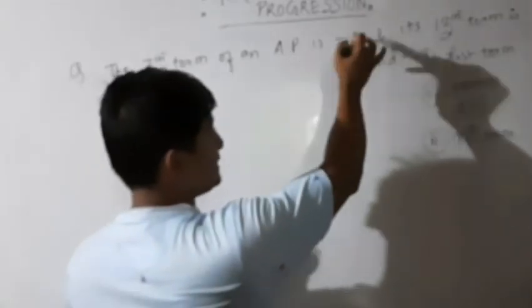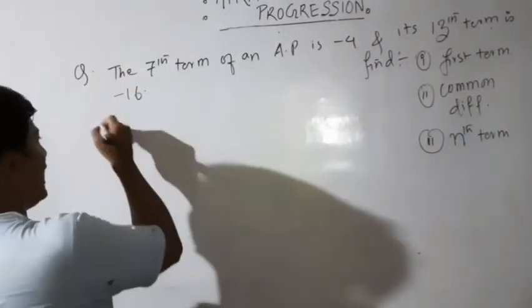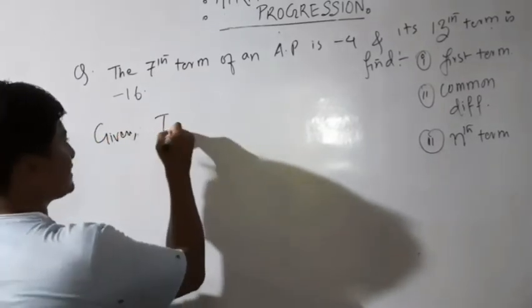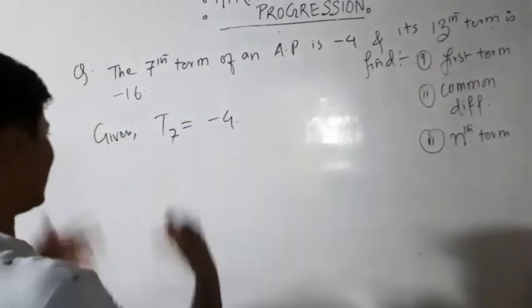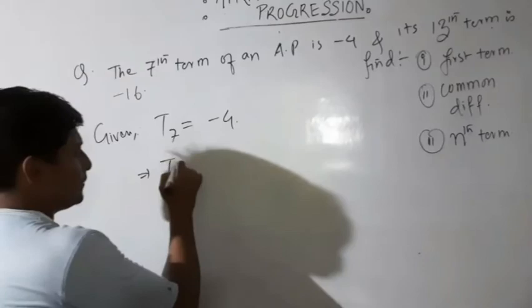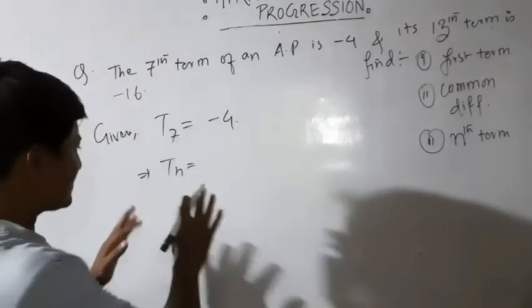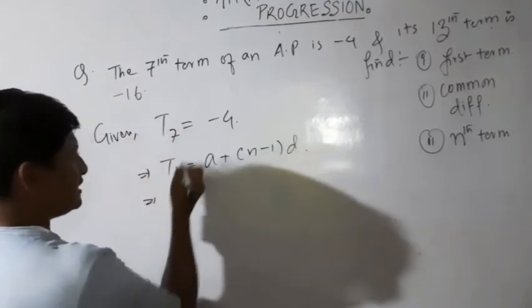The 7th term of an AP is minus 4. What is given? The 7th term is minus 4. That means I have been given T7. 7th term is your minus 4. So before doing any more part, let me apply the formula. See, everything is open to us now. We can apply the formula for Tn, and as the term is given, Tn equals a plus n minus 1 d. Now in place of Tn, I can write minus 4.